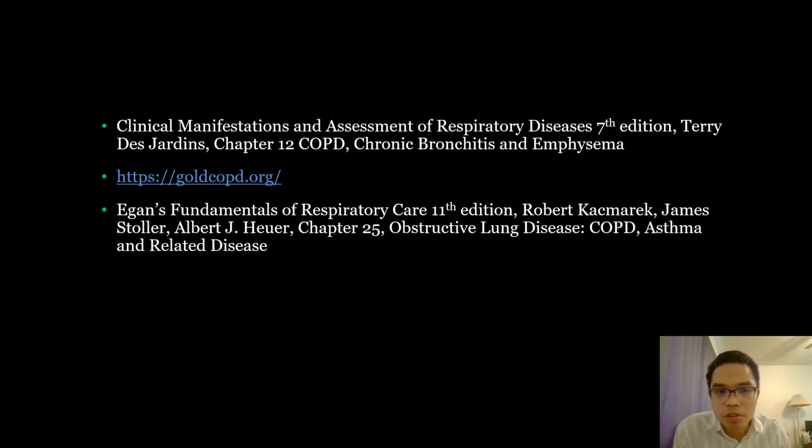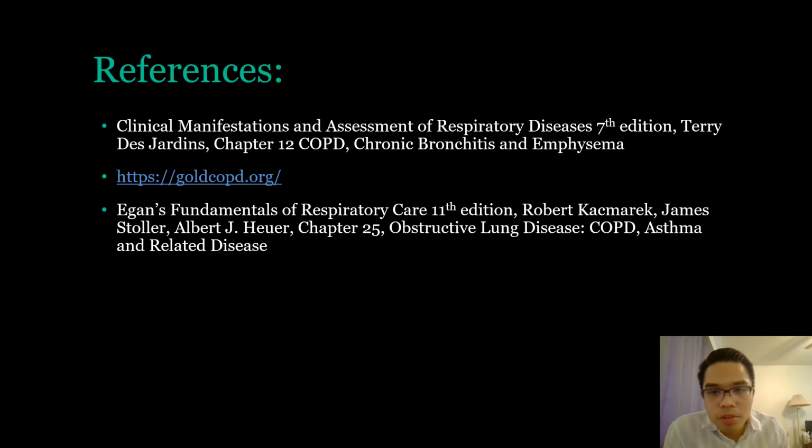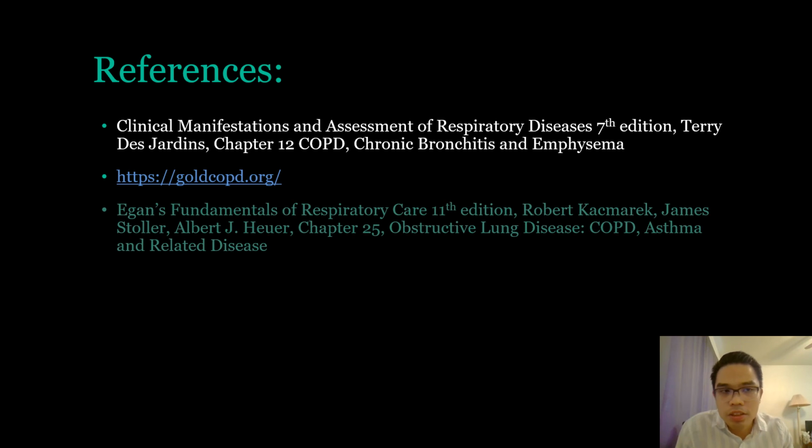So these are my resources. I took it from the Clinical Manifestations book, GOLD COPD, and also from Egan's. I think that's all, and thank you.